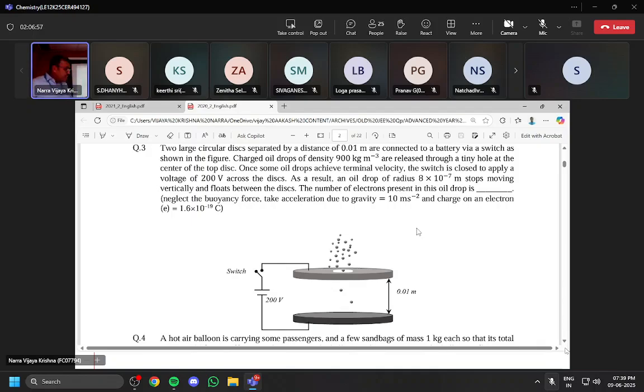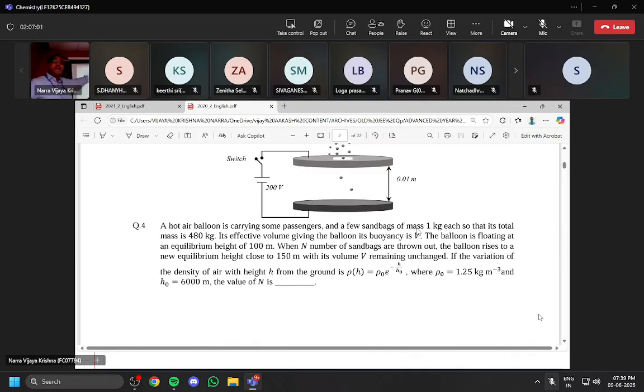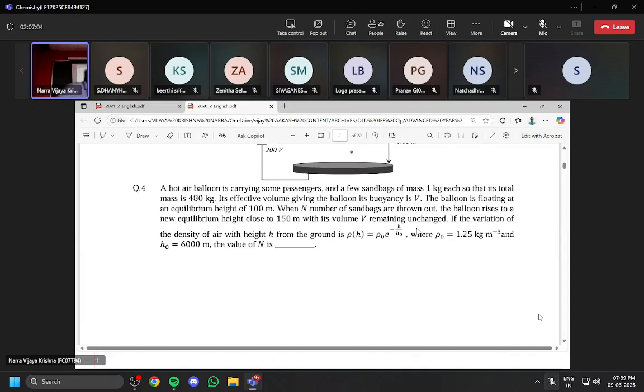Millikan's oil drop experiment. Derivation also we have done. If you remember, this also I derived in class: P equal to P naught into e power minus mgh by RT. Hot air balloon, payload, gaseous state chapter. There I derived this equation. Kinetic theory of gases chapter.